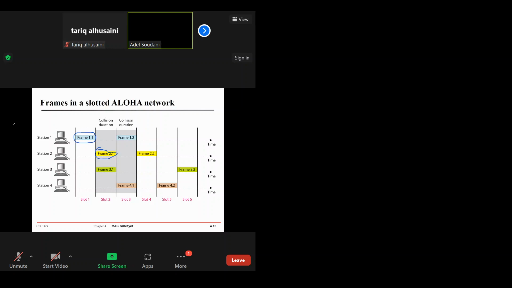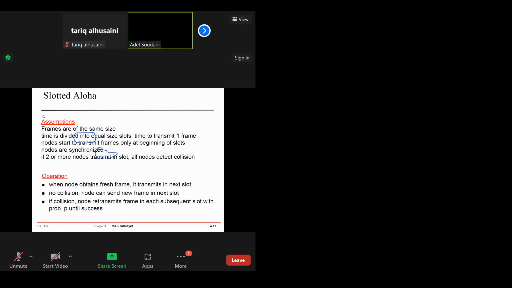Here we are going to see some characteristics and assumptions of the slotted Aloha protocol. The assumption is that all the frames have the same size. So we suppose that all of them share the same size. Time is divided into equal size slots.